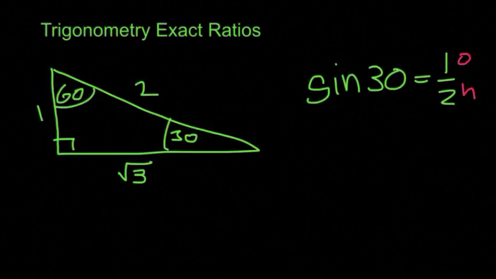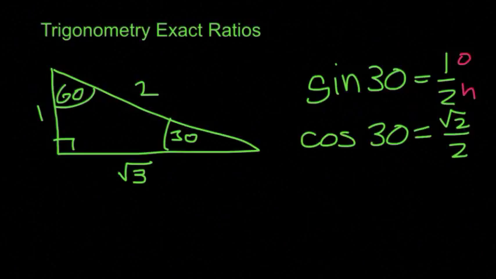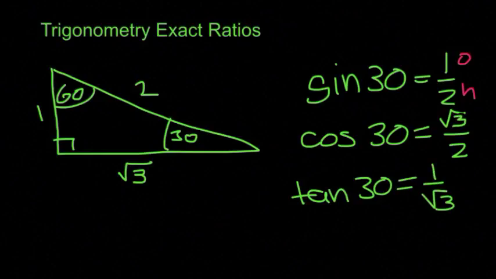Now if we work out the sine ratio for 30 degrees and the cosine ratio and the tangent ratio for 30 degrees, we find that cosine for 30 degrees is going to equal root 3 on 2, and also the tan of 30 degrees is going to equal 1 on root 3. So now we've got the exact ratios for sine, cosine, tan of 30 degrees.